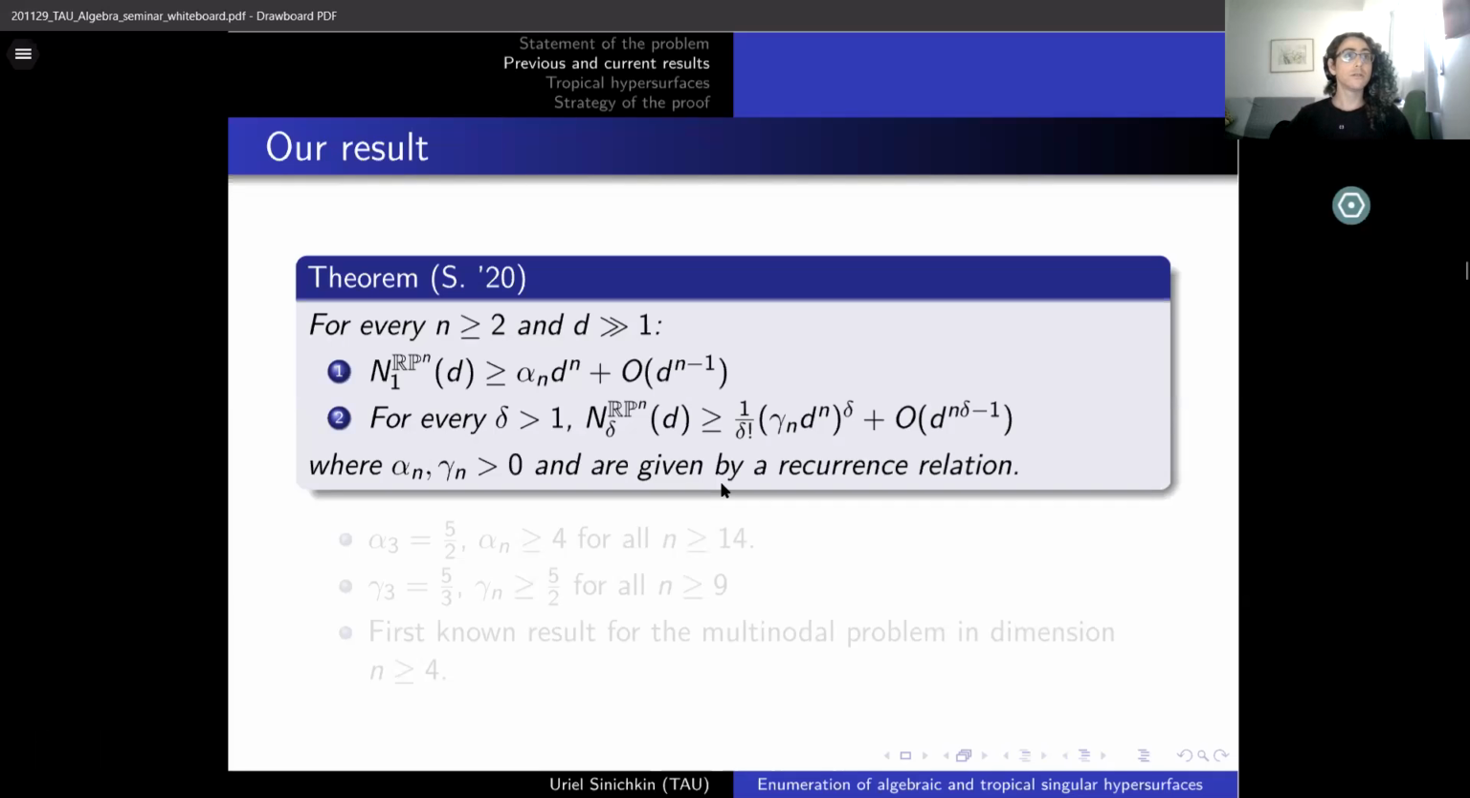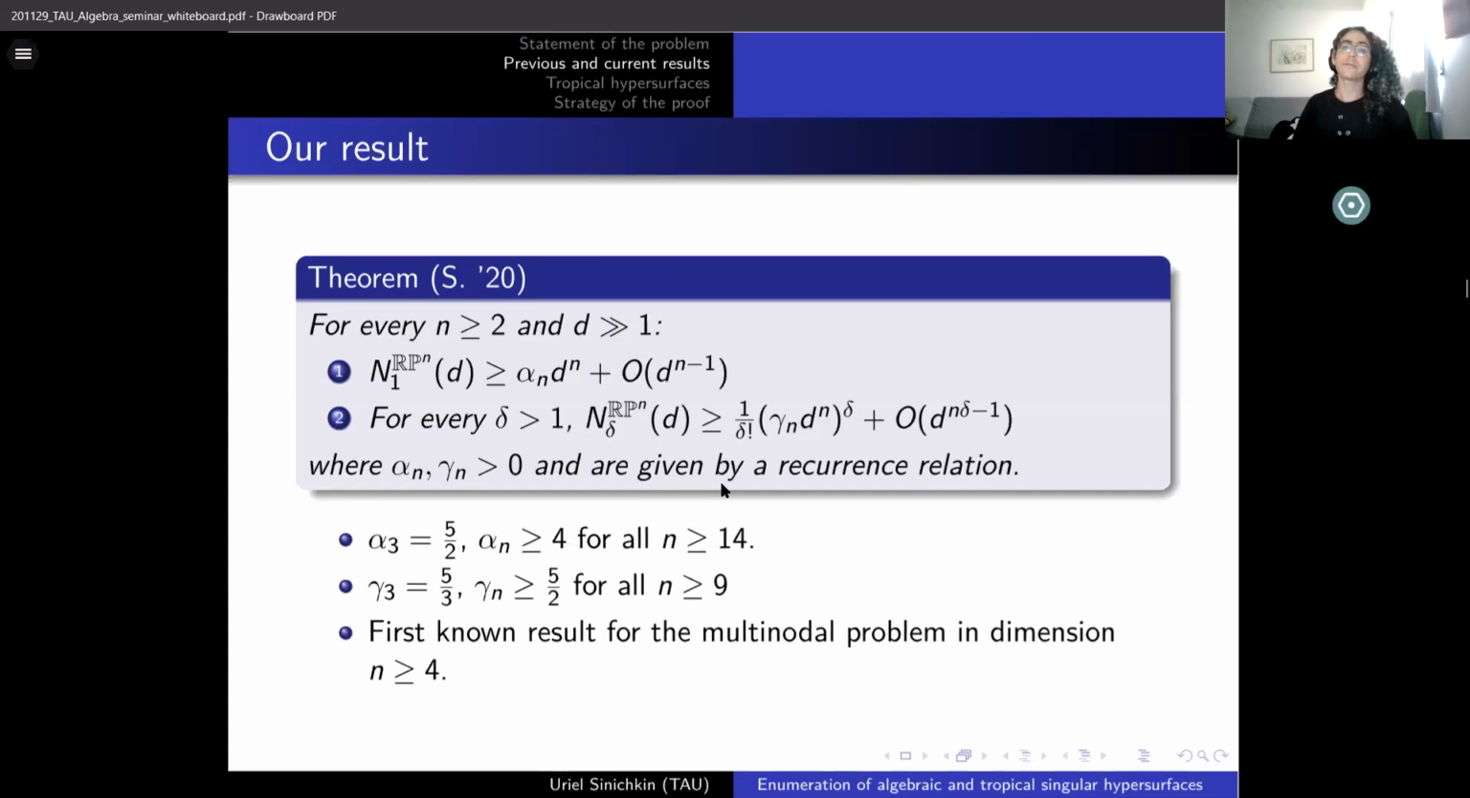So in the first result, the improvement is that alpha n is bigger than 2, or is there more improvement? First of all, alpha n is bigger than 2, indeed. Yes, this is the improvement. Thank you. Yes, and alpha n and gamma n can be given by a recurrence relation, which appears in the paper and is not insightful enough and a little bit too complicated to present here. I decided to omit it, but I will give some numerical values.